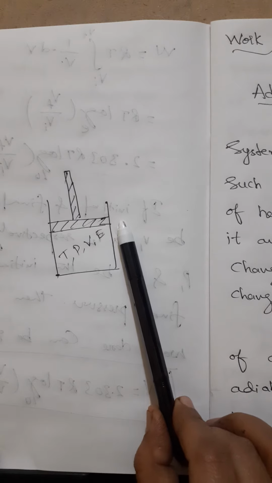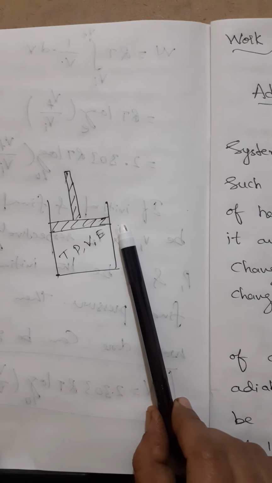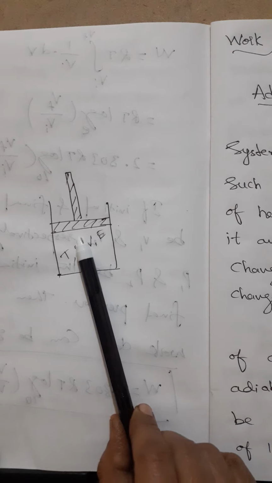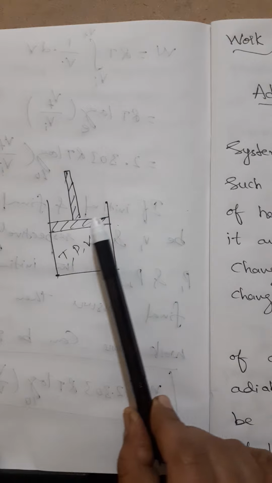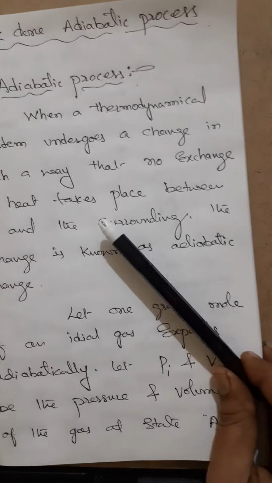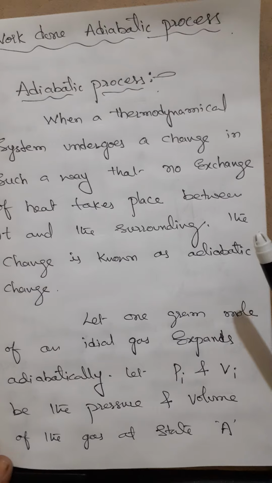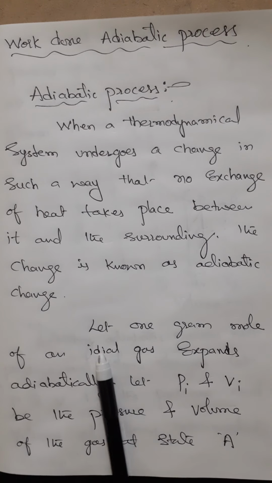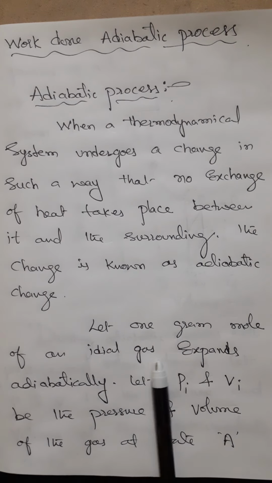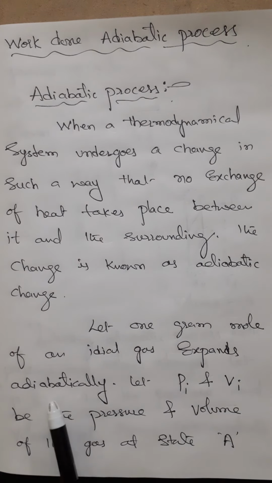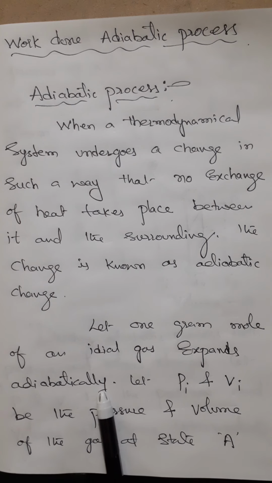So what is adiabatic process? Whenever heat neither enters into the system nor leaves the system, such a type of process is known as the adiabatic process. Okay, so to calculate the work done in adiabatic process, let us take 1 gram mole of an ideal gas. Ideal gas means which obeys the gas laws, that is Charles law, Boyle's law. So we are taking here an ideal gas, and that gas expands adiabatically, that is heat neither enters into the system nor leaves the system.